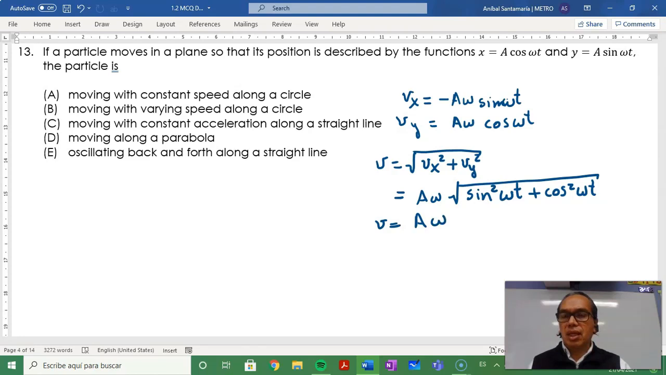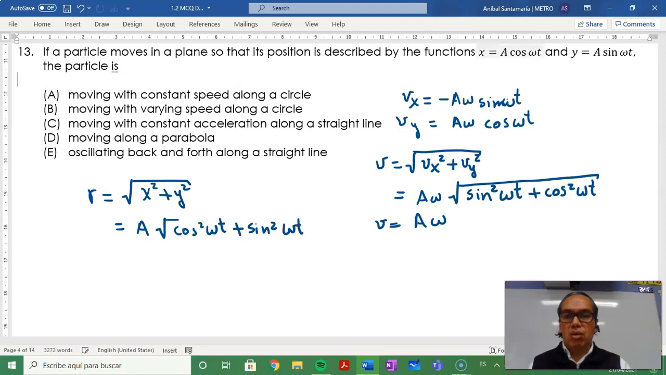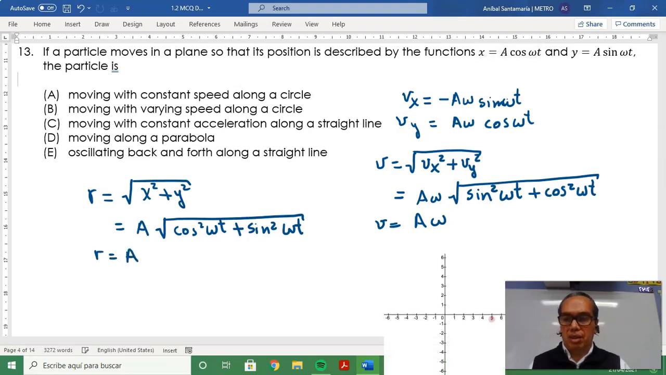Now, if it's constant and the position is along a circle, because the position is given again by the Pythagorean theorem as x squared plus y squared, and that's equal to a times the square root of cosine squared of omega t plus sine squared of omega t, then we know that the position describes a circle of radius a.